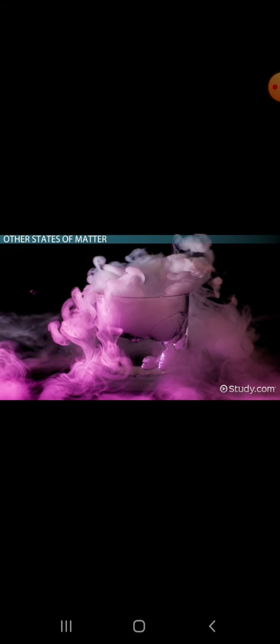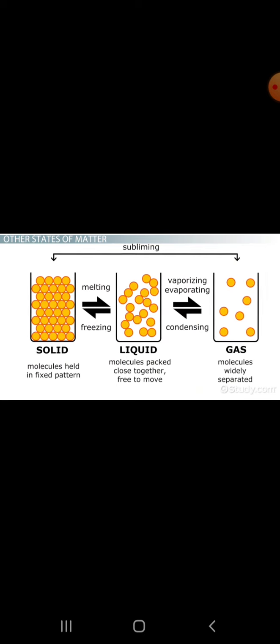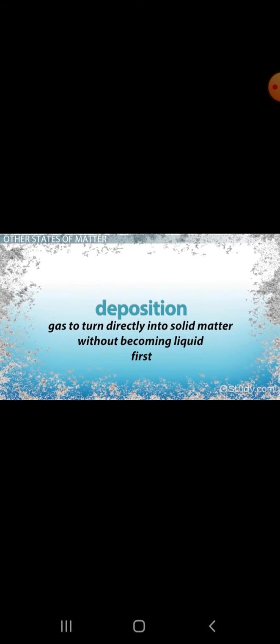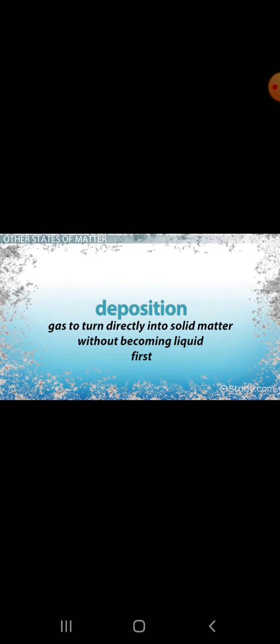Sometimes matter can even skip states. During the process of sublimation, solids turn directly into gases instead of melting into liquids first. This is what happens to dry ice. The solid ice turns directly into gas, creating that spooky fog-like cloud that rises from it. Another process, deposition, causes gas to turn directly into solid matter without becoming liquid first. A beautiful example of this is when water vapor, gas, turns directly into ice, creating those pretty little snowflakes, solids, on windows in very cold weather.